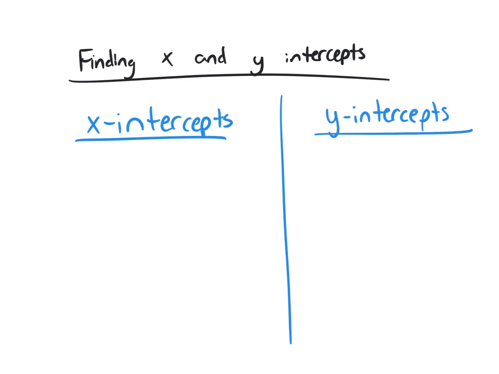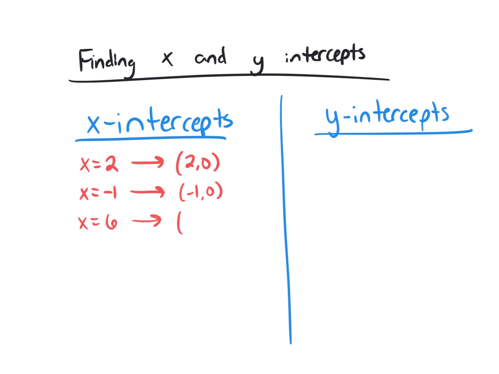Okay, so for x-intercepts, let's say we were looking at a graph and we said we have an x-intercept at x equals 2. How do I write that as a coordinate? 2, 0. What if I said there's also an x-intercept at x equals -1? It would be -1, 0. One more. What about if I had x equals 6? What would that coordinate be?